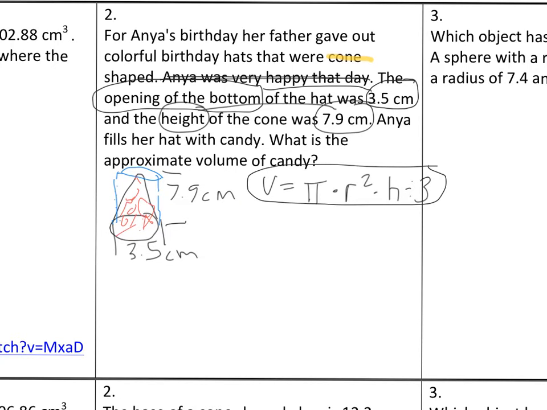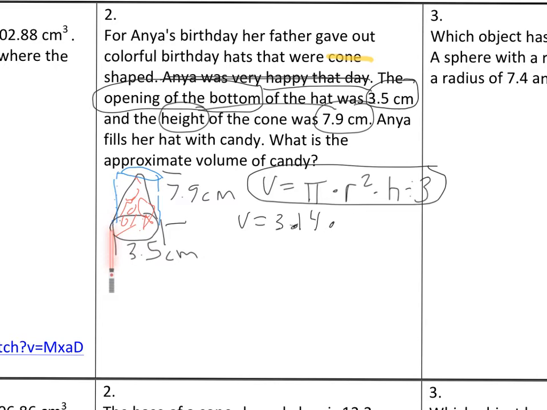Alright, let's plug in what we do know. When I read this entire thing, it is asking for the volume. So V is left as V, but everything else is given. So we know that volume equals 3.14. So plug in 3.14 for pi. We're going to use 3.14 for today. Times r squared.